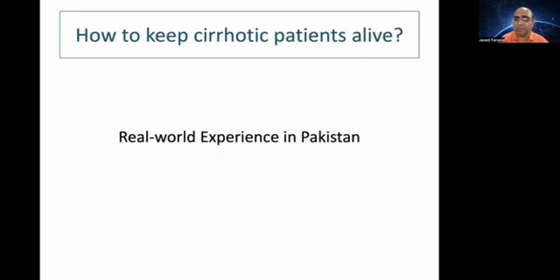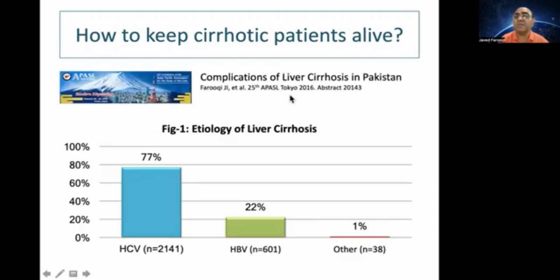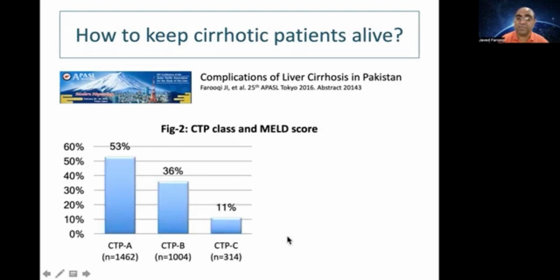So I'll share with you briefly the real-world experience in Pakistan. We published our data in 2016, 6 years ago, in Tokyo, where we presented our center's cirrhotics data. It was a descriptive study. 77% of the patients, which was more than 2,000, were because of HCV, 600 patients, which comes to 22%, were because of hepatitis B, and only 1% were because of other reasons.